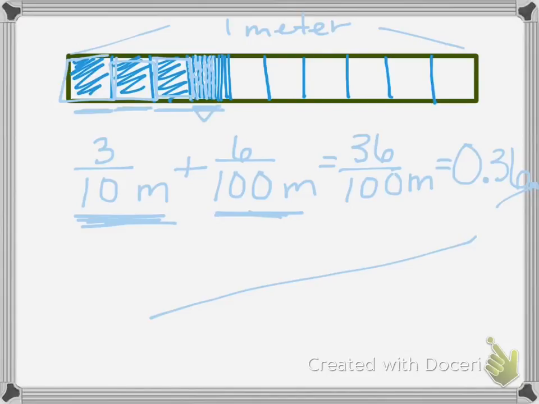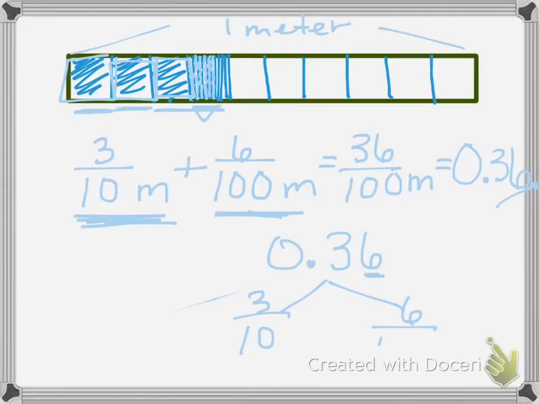Now if I were to break that down into a number bond, because you will have to do that on your problem set, 36 hundredths, because the 6 lands in the hundredths place, we're going to break that down into tenths. There are 3 tenths, and there are 6 hundredths.